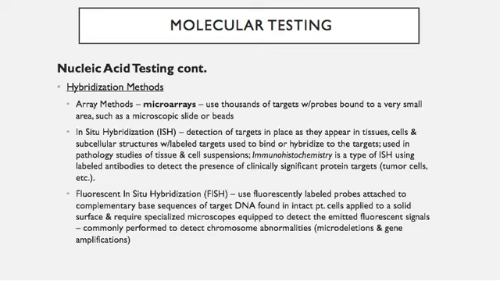Fluorescent in situ hybridization uses fluorescently labeled probes attached to complementary base sequences of target DNA found in intact patient cells that are applied to a solid surface and require specialized microscopes equipped to detect the emitted fluorescent signals. This is commonly performed to detect chromosome abnormalities, such as microdeletions and gene amplifications.